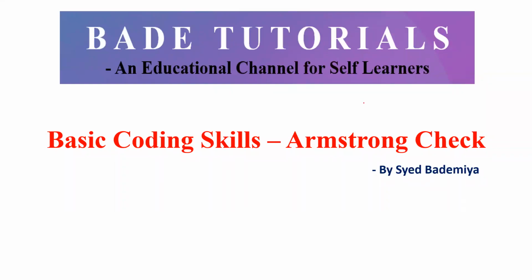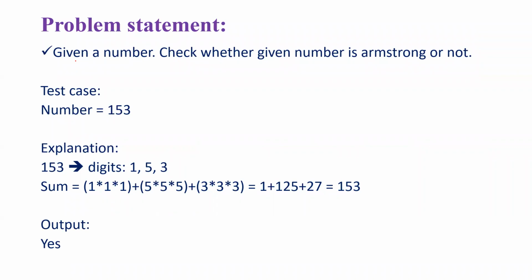Today we are going to see one of the coding problems, which is nothing but the Armstrong number check. Now observe the problem statement. You will be given a number and you need to check whether that given number is an Armstrong number or not. We can say a number is an Armstrong number if the sum of the digits raised to the power of the count of digits is equal to that number.